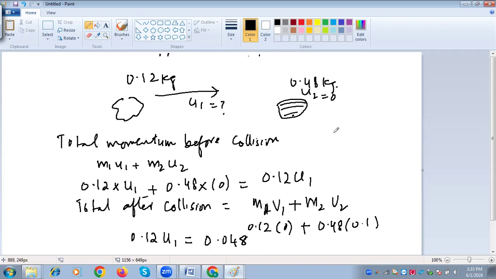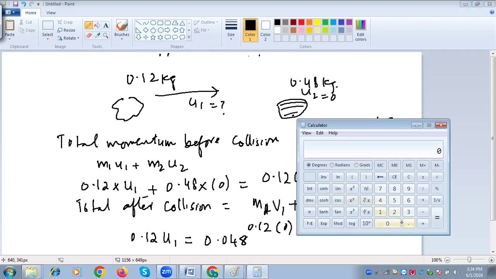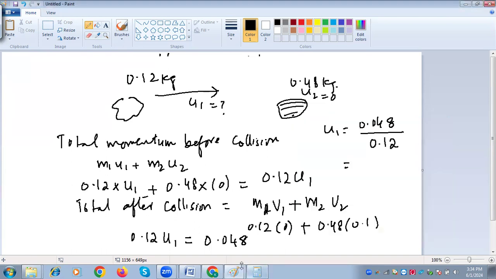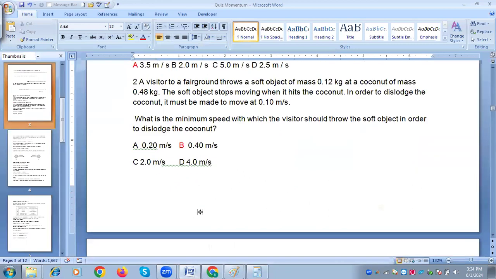So that means 0.048. So what will be the velocity with which the soft object was approaching the coconut? U1 is equal to 0.048 divided by 0.12. So what will be the answer? 0.048 divided by 0.12, 0.4. Okay, so our answer is 0.4 meter per second. So answer is B. Now let us go to the next question.